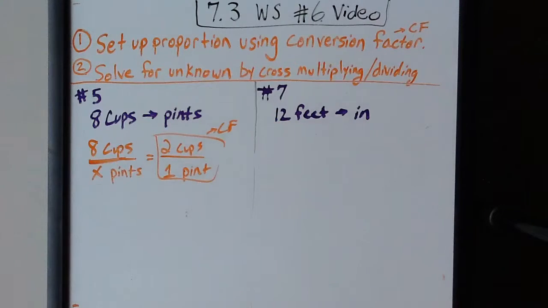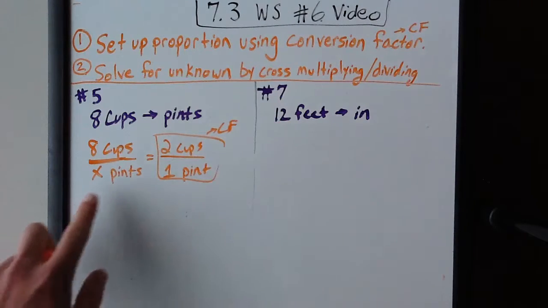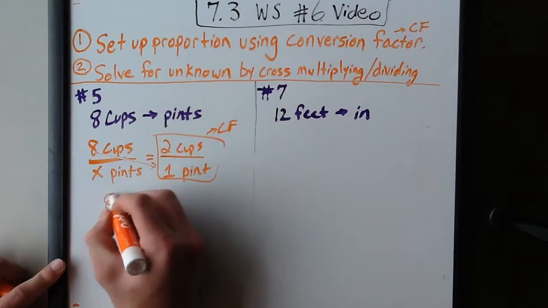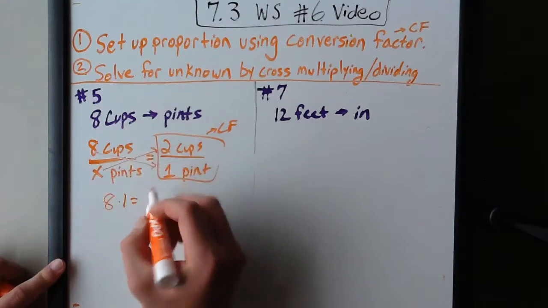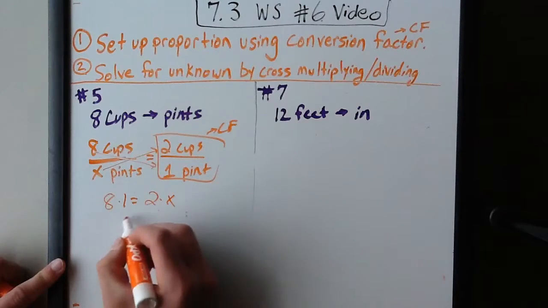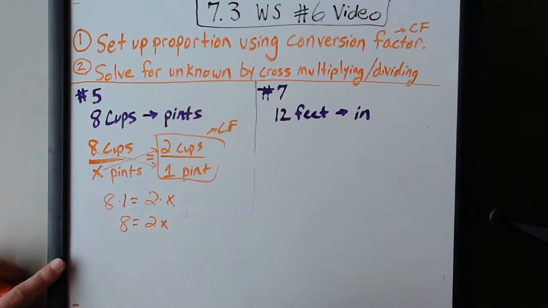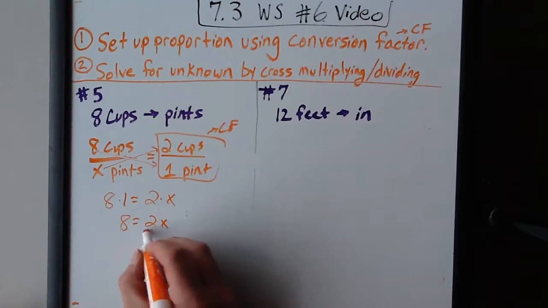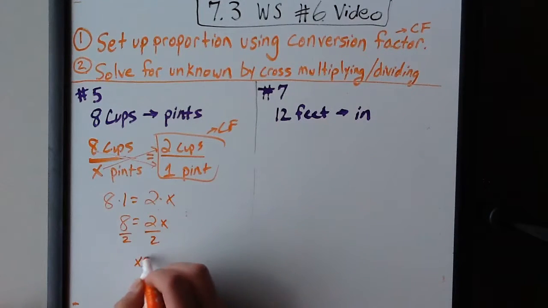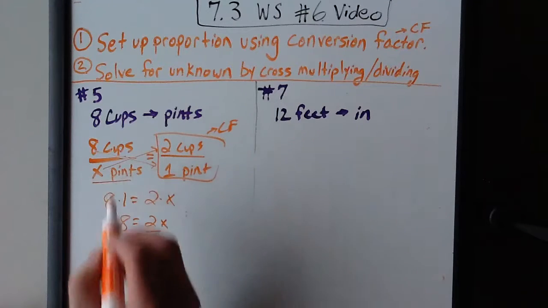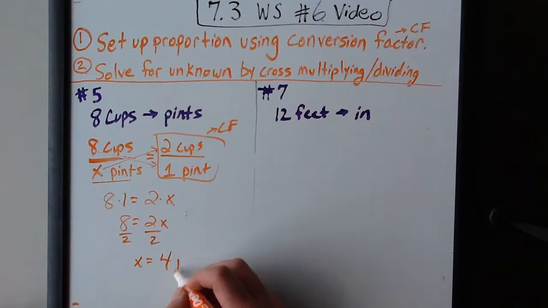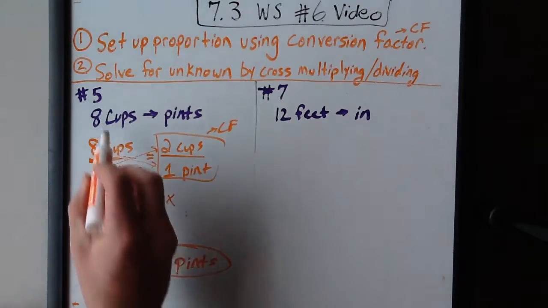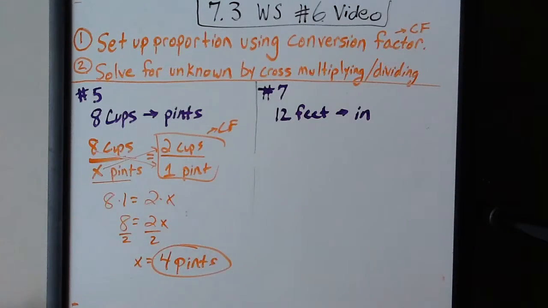So now I have a proportion. Now I can solve for the unknown number of pints by cross multiplying and dividing. So I have 8 times 1 equal to 2 times x. So 8 is equal to 2x. I've cross multiplied. Now I divide by the coefficient. Divide both sides by 2. And I get x equals 4, and be sure to label the units correctly. This is 4 pints. So 8 cups converted to pints would be 4 pints.